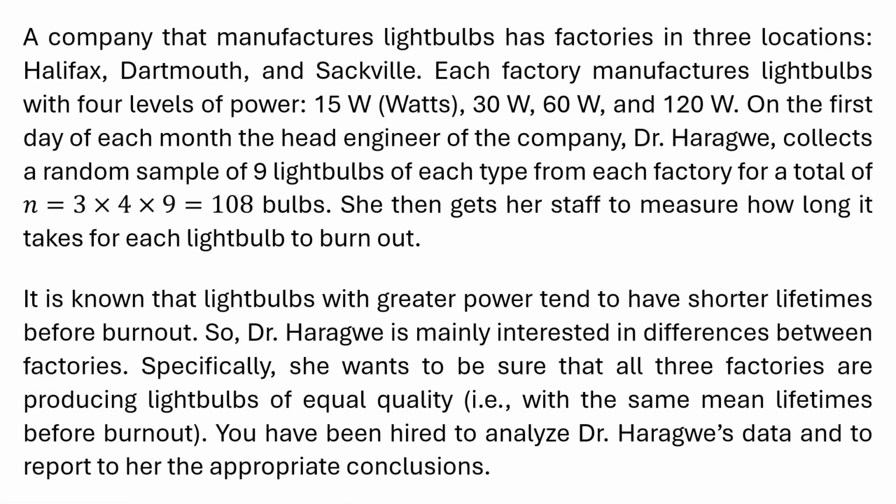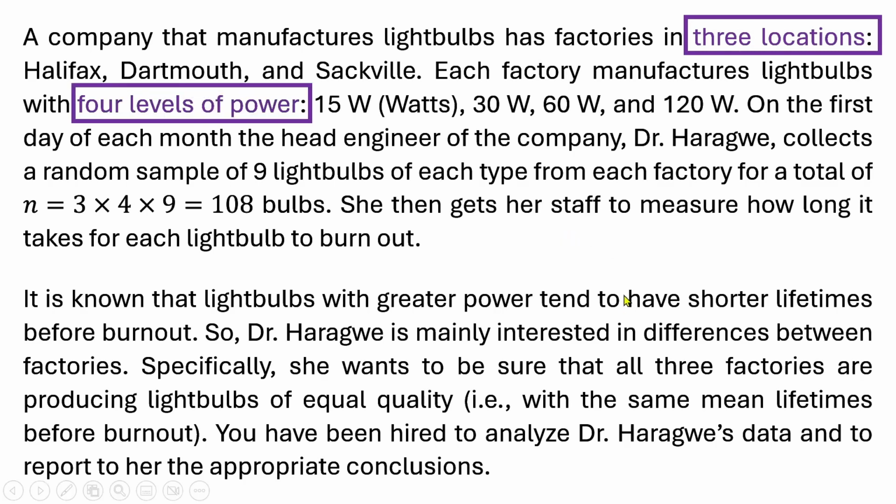For this scenario, we're imagining that a company manufactures light bulbs and that it has factories in 3 locations. And so location is going to be one of our categorical variables. Each factory manufactures light bulbs with 4 levels of power, and so that's going to be a second categorical variable.